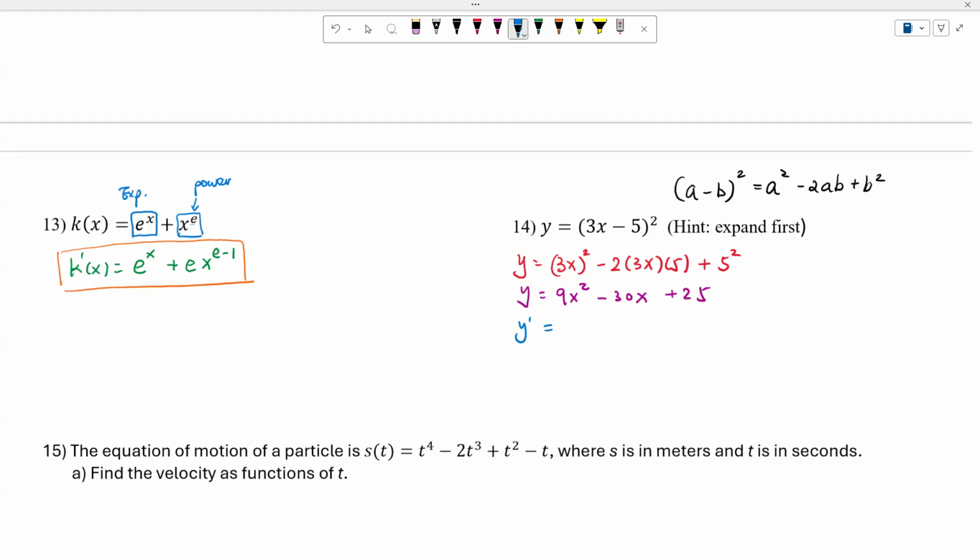Then y prime, now I take the derivative. I have 9 times the derivative of x squared minus 30 times the derivative of x plus the derivative of 25. Then the derivative of x squared is 2x, minus 30. The derivative of x is 1. And the derivative of 25 is 0. So my answer will be 18x minus 30 then. So this is my y prime.